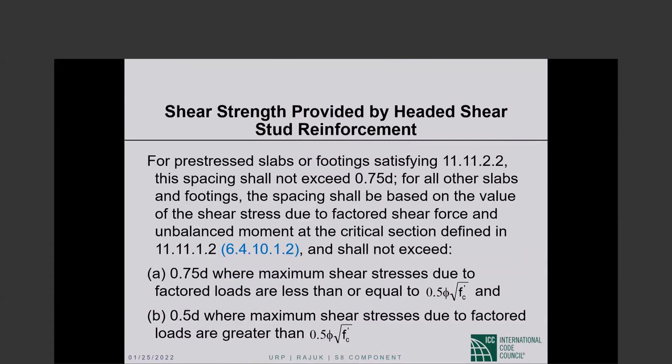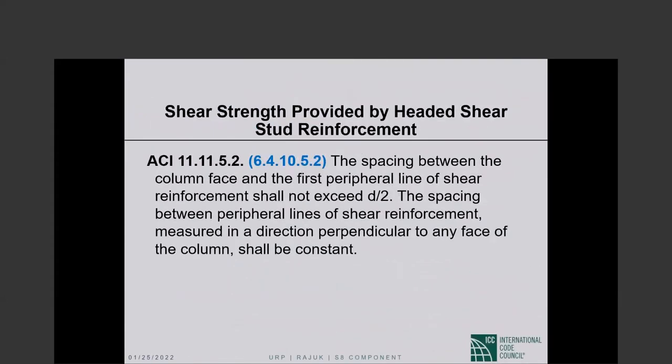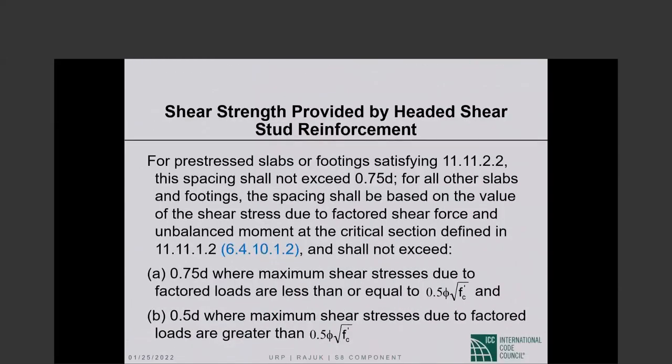So we are still talking about shear strength provided by headed shear stud reinforcement. For pre-stressed slabs or footings, the spacing shall not exceed 0.75 D. Here we say the spacing shall be uniform. The spacing between peripheral lines of shear reinforcement shall be constant. Then, for pre-stressed slabs, this spacing shall not exceed 75% of D.